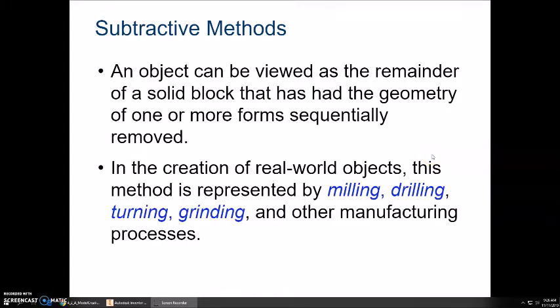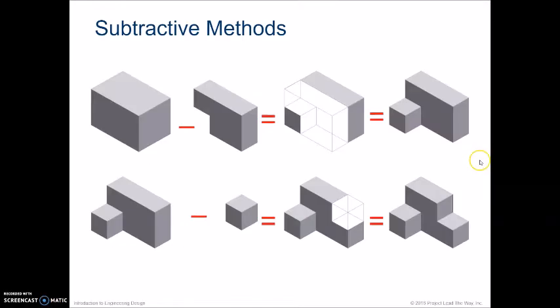All right, so now we're going to take a look at a subtractive method of modeling. So an object can be viewed as the remainder of a solid block. That means we make a giant block and start cutting things away to create our model. Now this represents processes like milling, drilling, turning, or grinding. CNC routers use this method. So this is a way that we cut away material to create our final product.